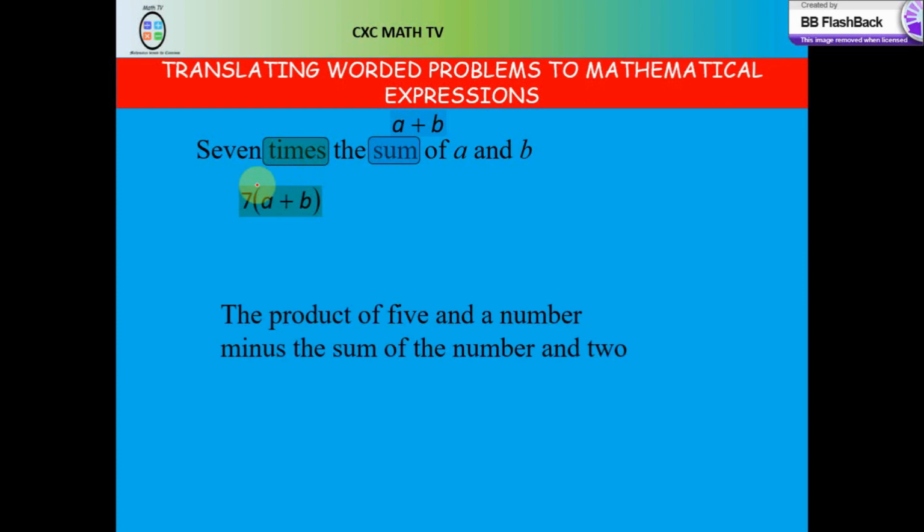Next one, the product of 5 and the number minus the sum of the number and 2. That tells us a whole heap of things here, so let's break it down first. Break it down, right? So it says the product of 5 and a number.